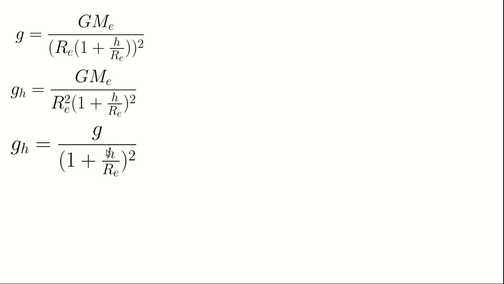So g over 9 will be the new acceleration due to gravity at that altitude. As you go higher, there's a point where this tends to become 0. Let's say this is far high, approximately towards infinity, so everything here will be infinity.